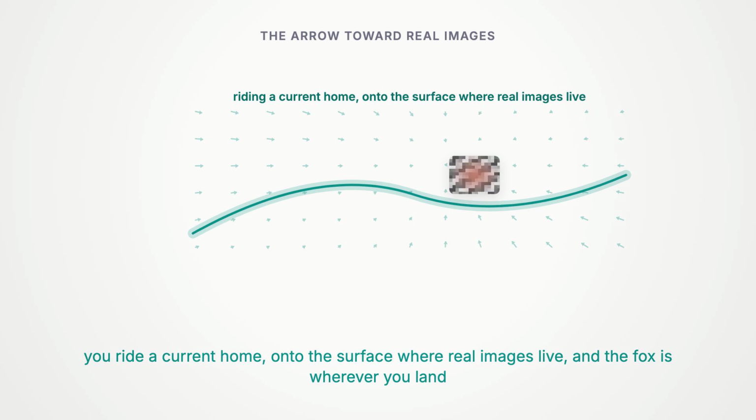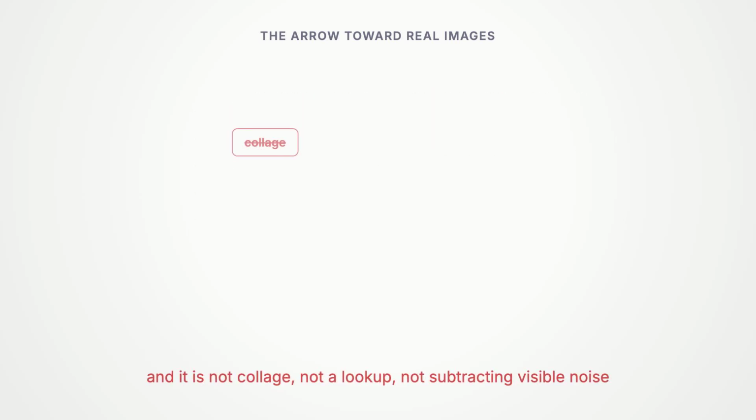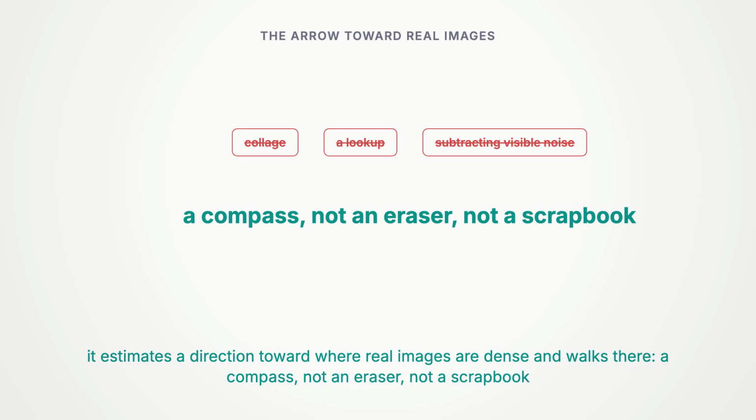That is the deep, clean idea, and it is worth saying what it is not. It is not collage. The model is not stitching together scraps of training photos, and it is not looking anything up. There is no database of foxes inside it to retrieve, and it is not subtracting the noise it can see in front of it like a photo filter. It is estimating a direction toward where real images are dense and walking there. A compass, not an eraser and not a scrapbook.